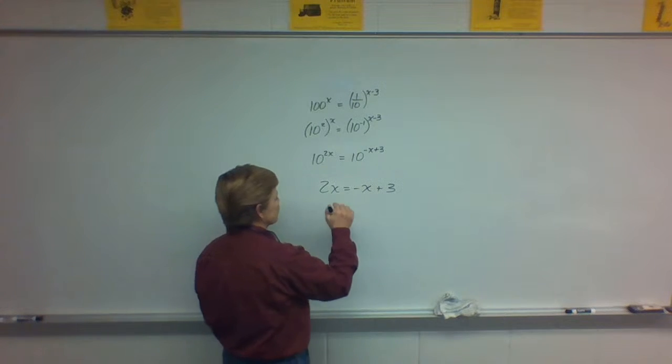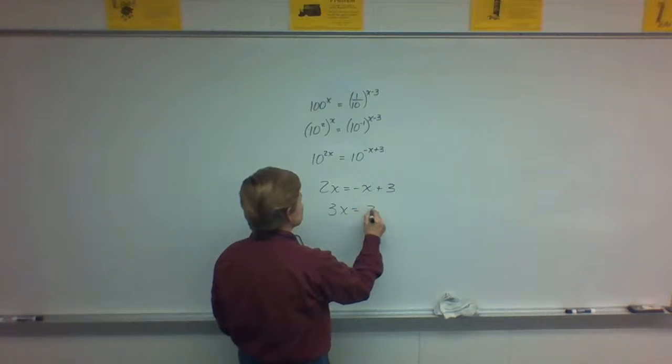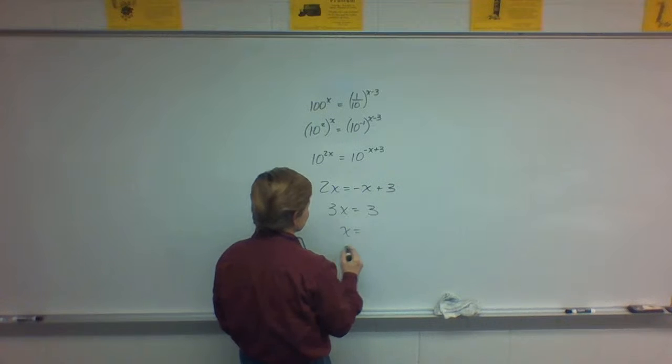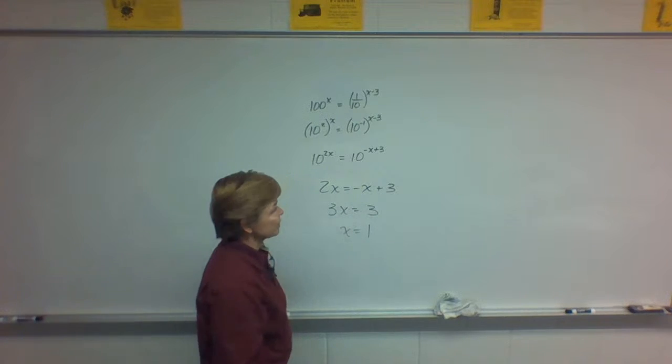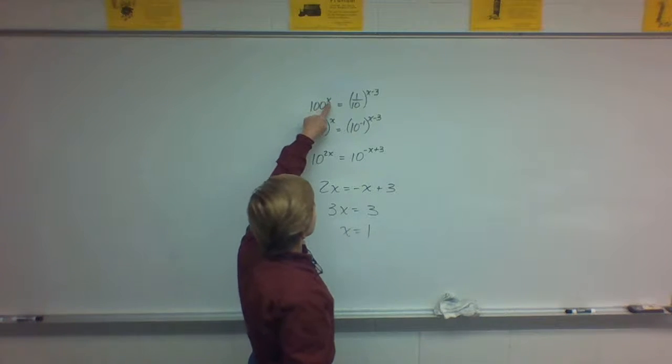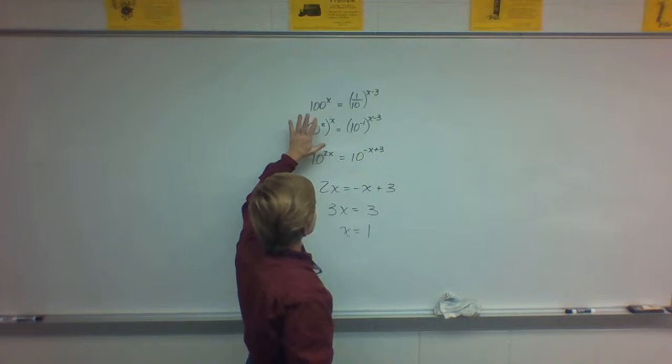So we add this x over to here. We get 3x equals 3. And lo and behold, x is 1. You should check that out. 100 to the 1, that's 100.